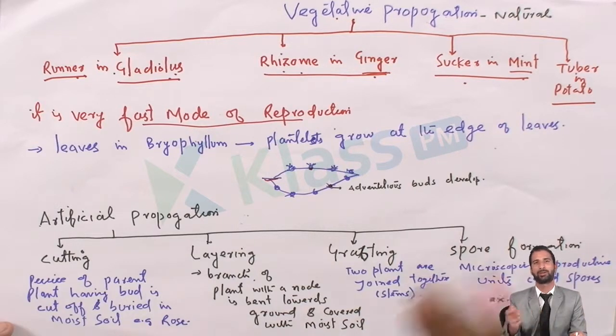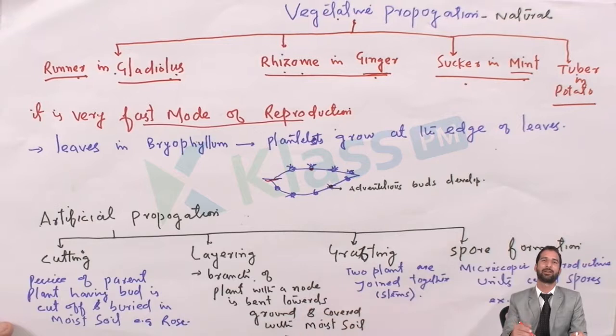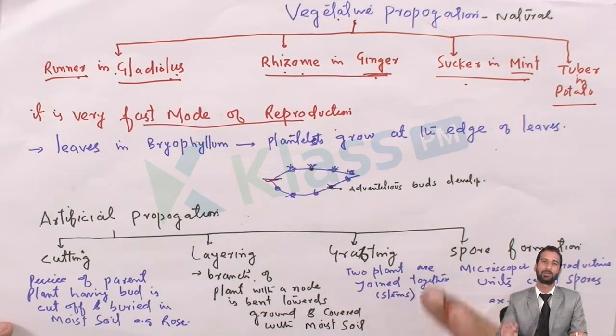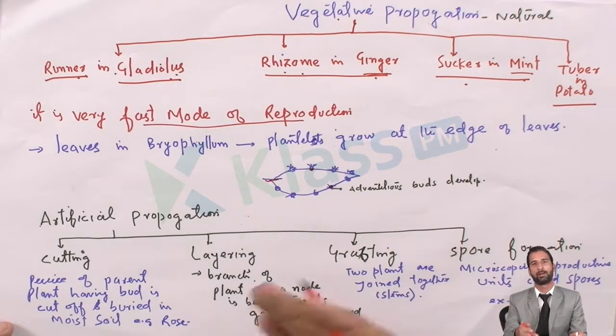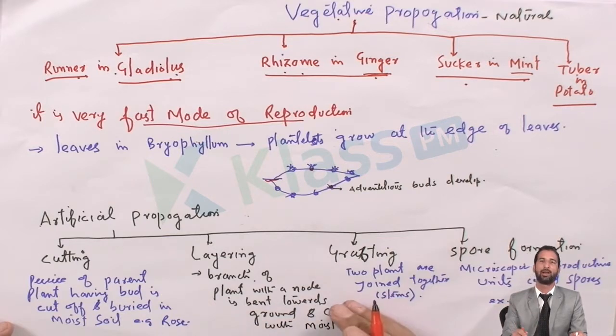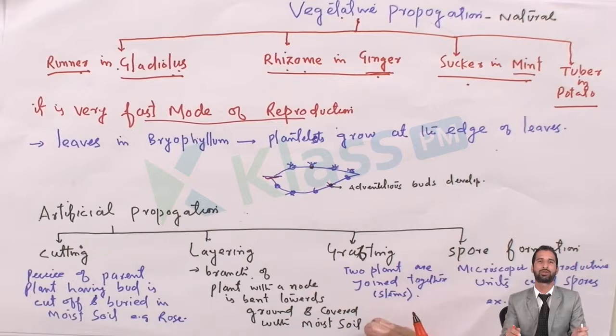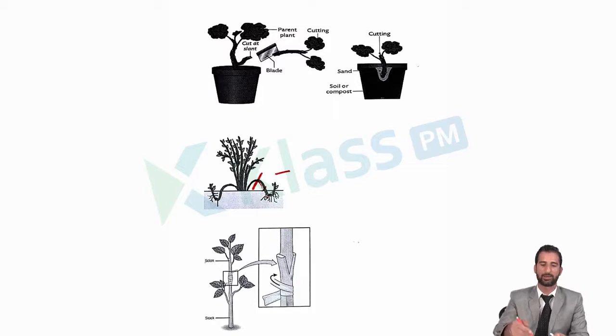So you may have encountered these things in your daily life, how cutting is done. A branch of a tree is cut, having a small bud, and this branch is later on buried in the soil, and it later on develops roots, and these may give rise to a complete plant. See, I have shown here how cutting is done. This is a plant, a branch has been cut by a blade, and this bud has been buried in a pot having soil, and this gives rise to a complete plant. This is simply the method of vegetative propagation done artificially. And the next mode of vegetative reproduction is layering.